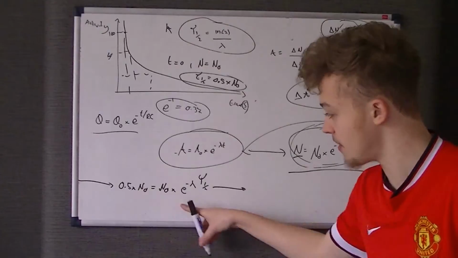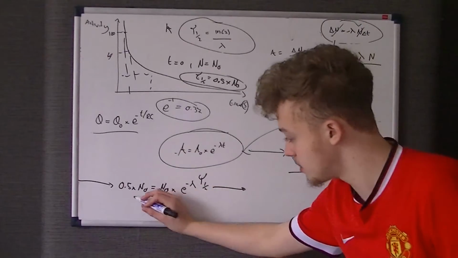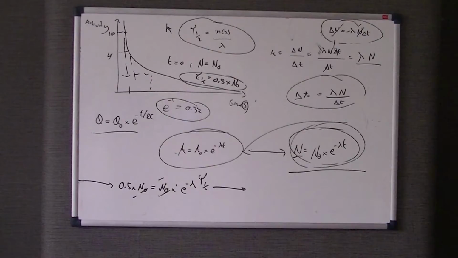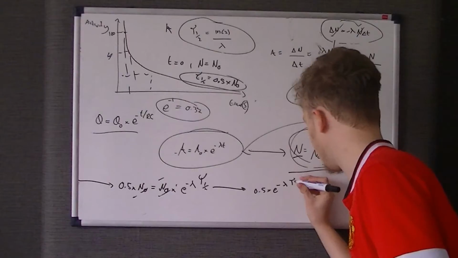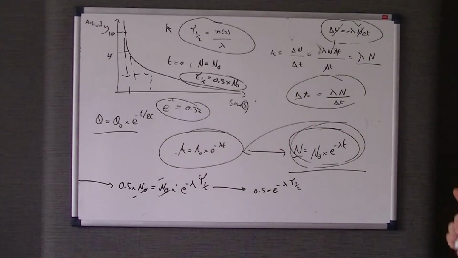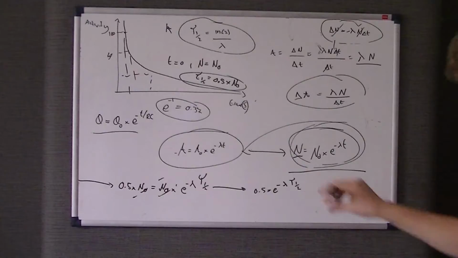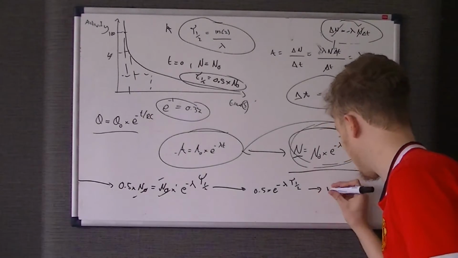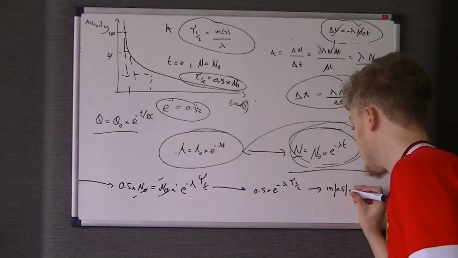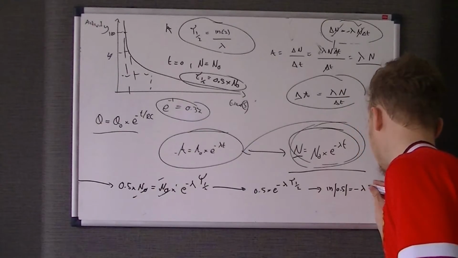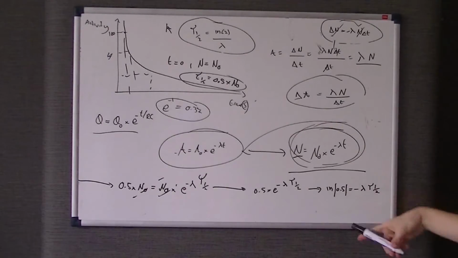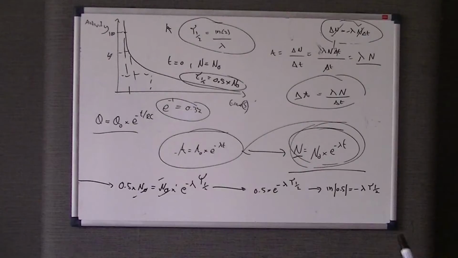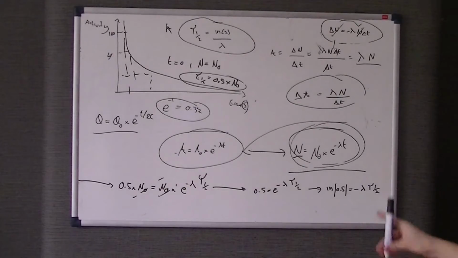What we're going to do is divide both sides by n0. In other words, they cancel out. So we're left with 0.5 is equal to e to the power of negative lambda t half. To get rid of this e, we take ln of both sides. So we're left with ln of 0.5 is equal to negative lambda t half. Now, because we've got a negative here, we want to get rid of it, because if we divide both sides by negative lambda we'd end up with t being a negative figure.